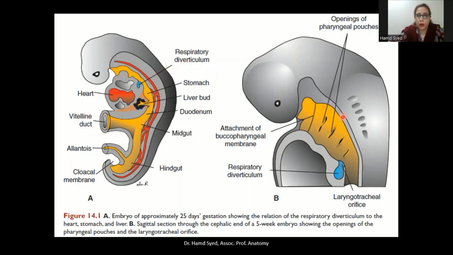And the uppermost part of the foregut in diagram B has been magnified, and this is the pharyngeal gut, to be more specific. You can see the openings of the pharyngeal pouches. Now, we're talking about the caudal part of this pharyngeal gut. Here, the laryngotracheal groove has appeared, from where the sac-like evagination is protruding, known as the respiratory diverticulum. And its communication with the pharynx is known as the laryngotracheal orifice.